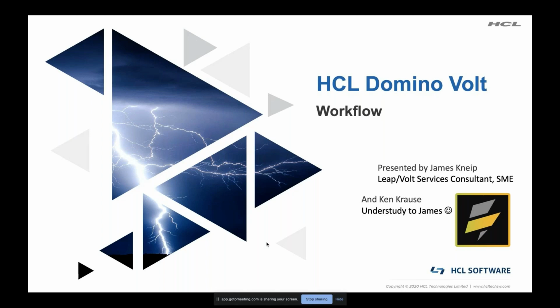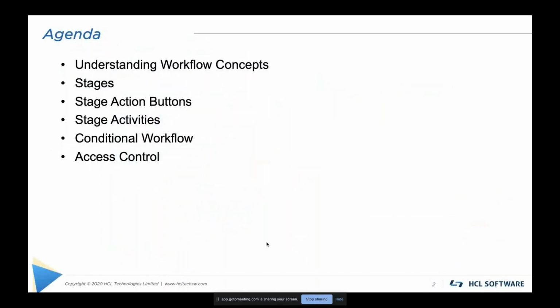So workflow within Vault, this is one of the big differentiators for us, especially when you look at other products and components and capabilities: the ability to manage content, assign tasks, and work through processes. I'm going to go through at a very high level some of the concepts around how Vault handles workflow, what the components are, and how it works. We'll go through stages, the buttons, activities that can happen, and we'll develop a conditional workflow to show you how you can mix rules along with workflow, and obviously access control, which is a big component of this.